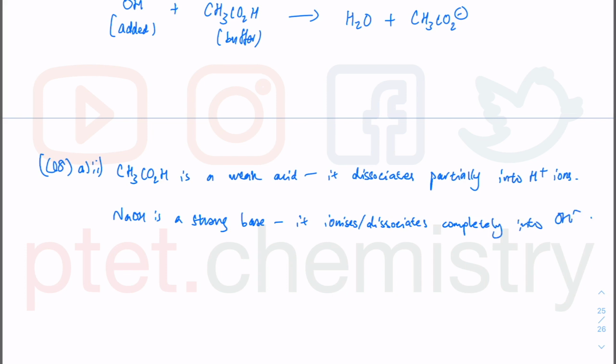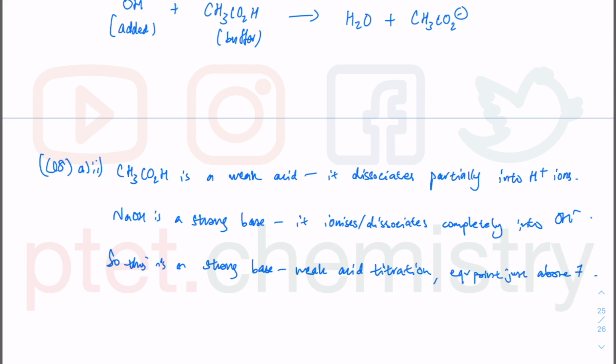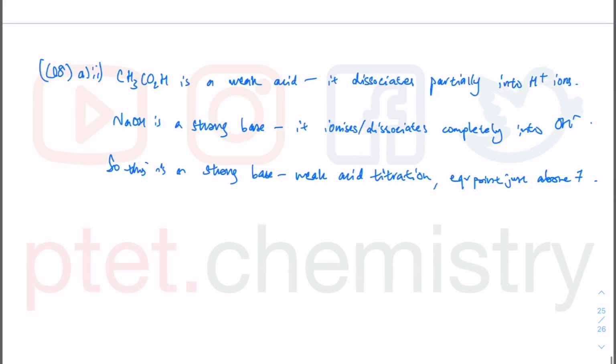As a result of it, this is a strong base, weak acid titration. So as a result of it, when you mix in this and this in equal amount, you are going to get an equivalence point just above 7, because the hydroxide will overpower the amount of H plus present as a result of this equilibrium dissociation. Don't know why they give 4 lines for that.